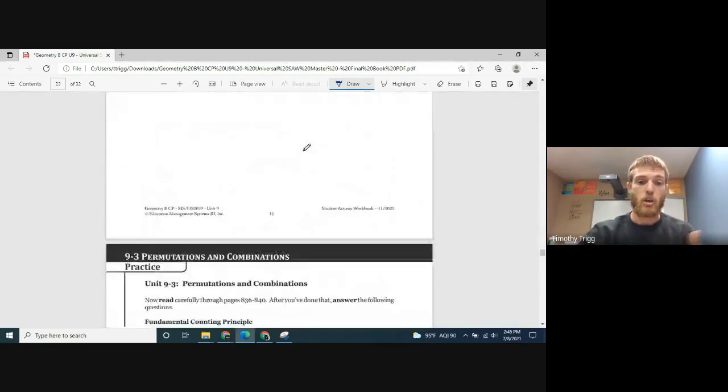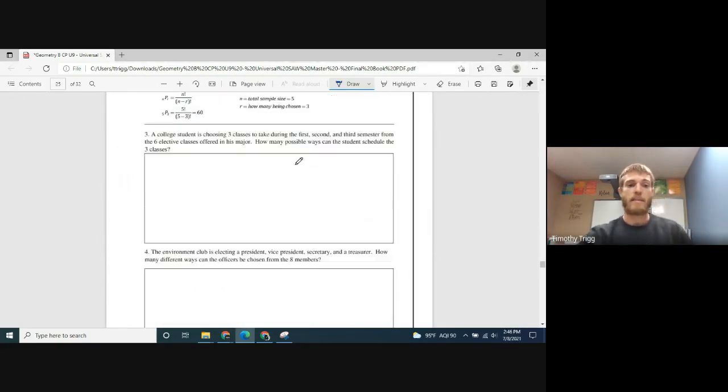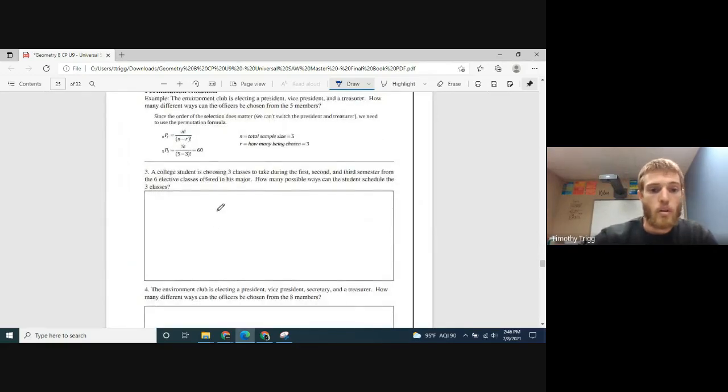Okay, so let's actually go down and we're going to work on problems 3 and 4 on page 17. So let's work on problem 3 here on page 17. A college student is choosing 3 classes to take during first, second, and third semester from the 6 elective classes offered in his major. How many different possible ways can the student schedule the 3 classes? So there are 6 possible classes to take, and there's first, second, and third semester. So we have 3 spots to fill.